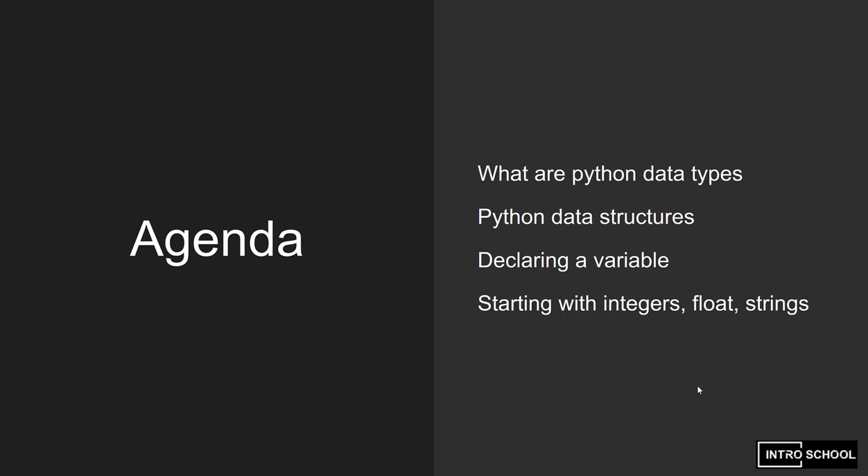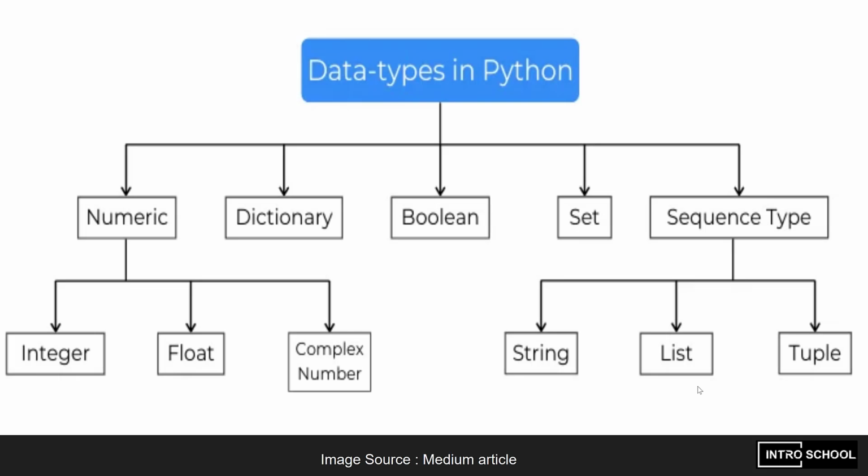So in this module we will see what the different Python data types available to us are, and then Python data structures and how we can declare a variable, and lastly we will be starting with the integers, float and string.